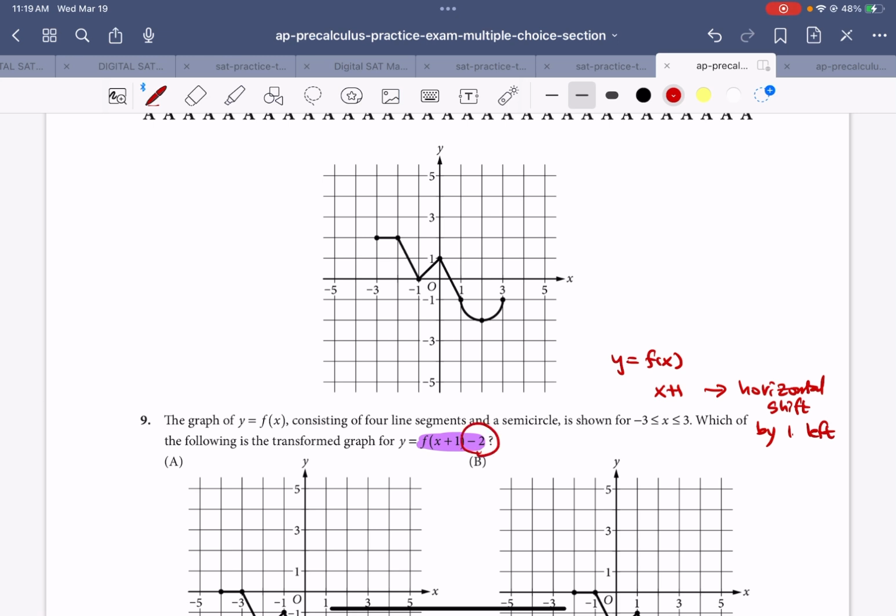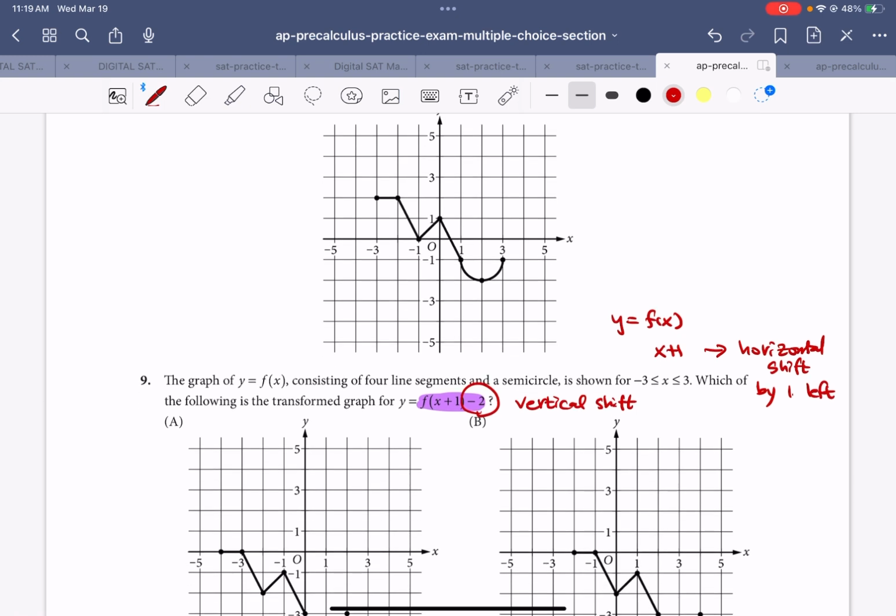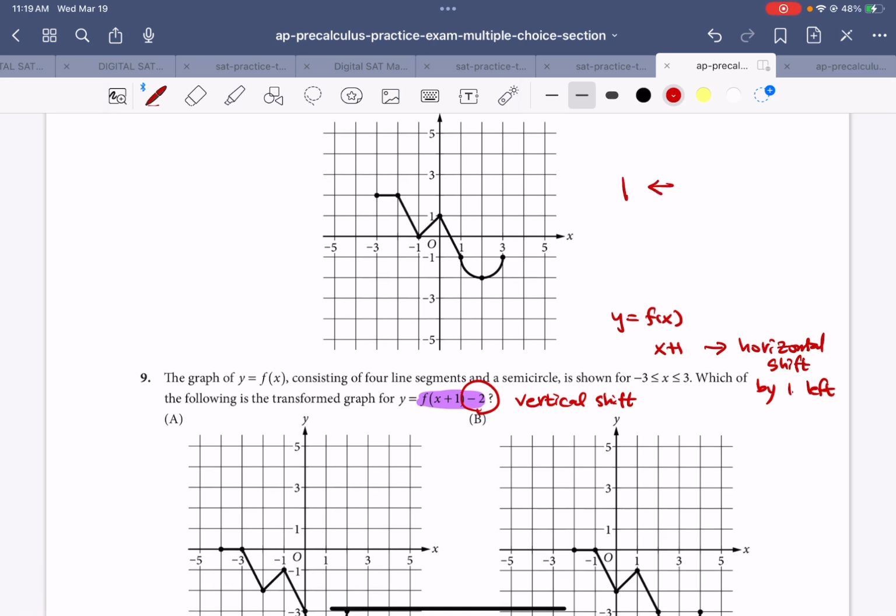But this one, negative 2, stands for a vertical shift. If it's plus 2, then shift 2 units up. But in this problem, negative 2 means 2 units down, right? Vertical translation. Translation and shift basically have the same meaning in this type of problem. So we figure 1 unit left and 2 units down. If I choose just one point as my reference point, then 1 unit to the left, and 2 units down, so that point should be right here. I'm going to mark it.